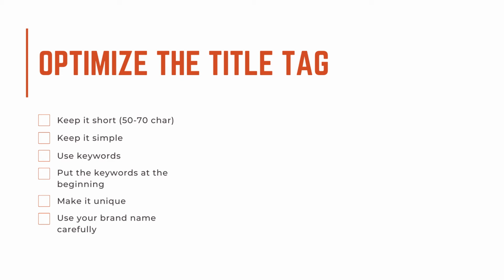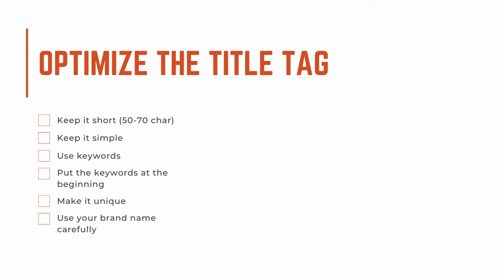The reason for that, that's what it's going to look like in the search engine result page. So if you have it much longer, it's going to get cut off. If you have it too short, it's going to look a little sparse. So you want it to be between 50 and 70 characters. Keep it simple. Don't make it too complicated.